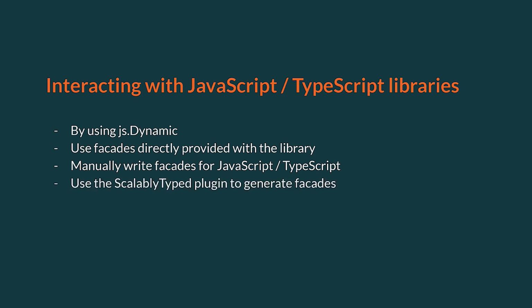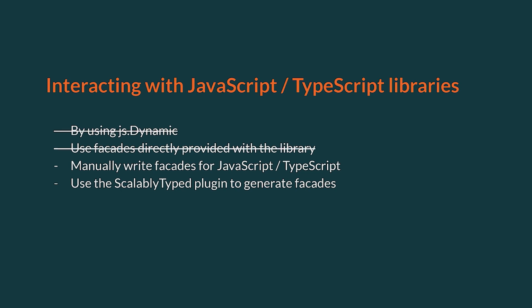Finally, we can use the ScalablyTyped plugin to generate facades for us automatically. This can save us a lot of time and effort, especially when dealing with large and complex libraries. The generated facades may not always be perfect, but they can serve as a good starting point and can be customized to fit our specific needs.